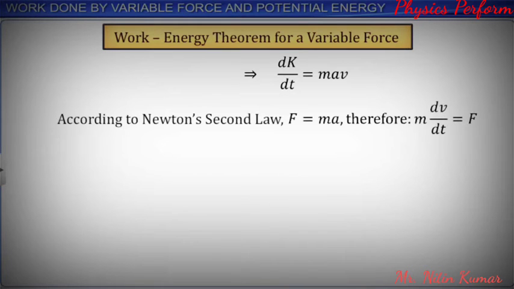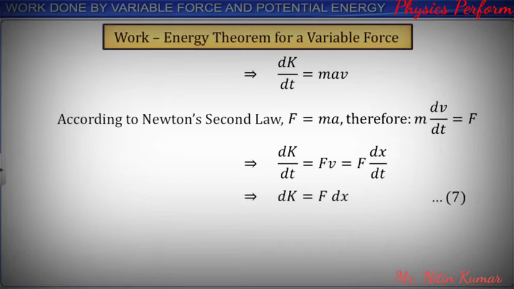However, according to Newton's second law, F = ma. Therefore, we get dK/dt = Fv. Also, the velocity term v in the expression can be represented as the rate of displacement, v = dx/dt. Hence, we get expression 7 as shown, which is dK = F dx.